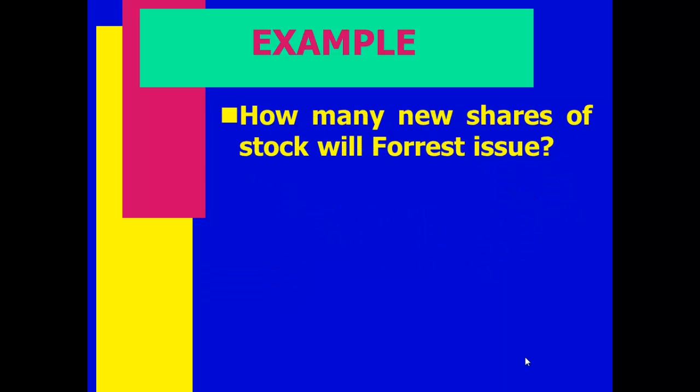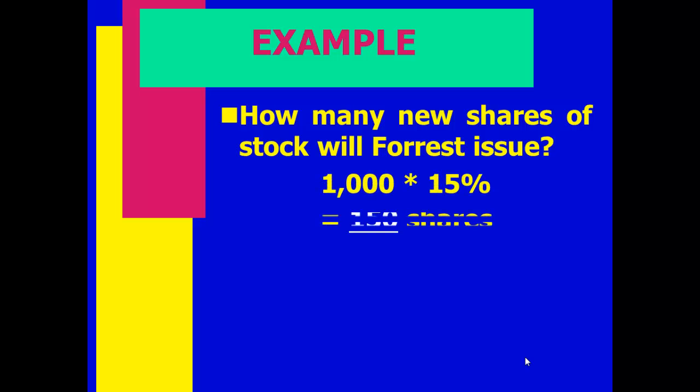The first thing we need to figure is how many new shares of stock he is going to issue. How many shares were already outstanding? 1,000. And we're doing a 15% stock dividend. 1,000 times 15% says I'm going to issue 150 new shares. Now that is a really important number, folks. I put a star by it. If you miss this number, everything is wrong from here out. So it's a critically important number to know how many new shares we're going to issue. It's the number of old shares times the percent of the stock dividend.